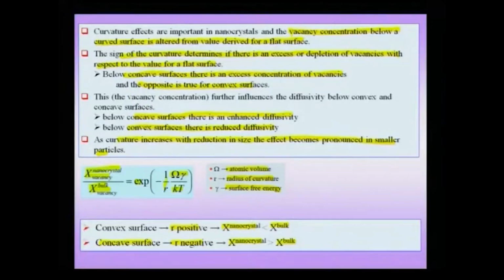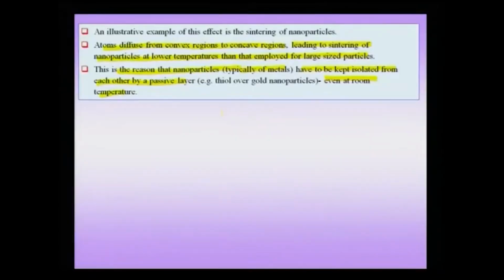and below concave surfaces there is an excess of vacancies and therefore an enhanced diffusion, and below convex surfaces, on the other hand, there is a depression of the fraction of vacancies, and therefore there is reduced diffusion. And this implies that when you have a connection between two particles, these particles can be sintered because of mass transport from regions of convexity to the region where the neck is formed. And this implies that thermodynamically, nanoparticles are very much unstable as compared to bulk particles, and they have to be kept in an isolated environment, otherwise they will sinter, and further of course the grain size of these crystallites may grow, and finally I will end up with a system where there are no nanoparticles anymore. Okay.